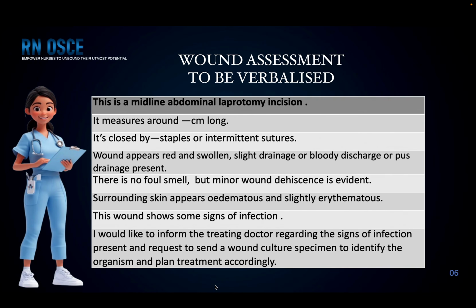Okay, this is a midline abdominal laparotomy incision. It measures around so and so centimeters and it's closed by so and so, either by staples or interrupted sutures. And this wound appears red and swollen. I can see slight drainage and pus, yellow drainage present, but there is no foul smell, but minor wound dehiscence is evident, and the surrounding skin appears edematous and slightly erythematous.